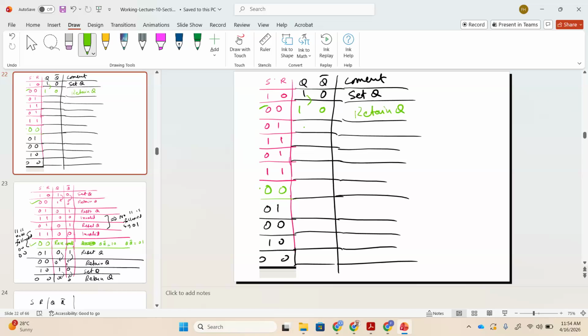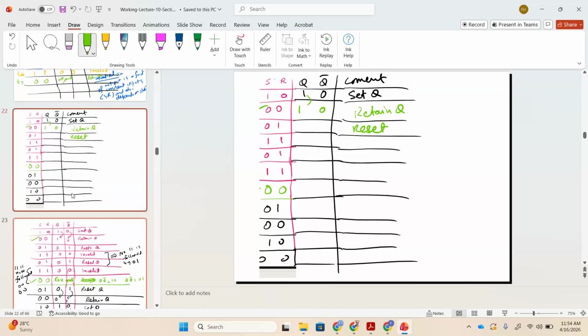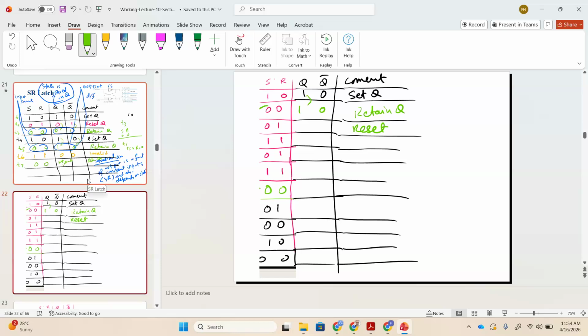And if it's 0, 1, we are resetting. Since we are resetting, what will be the value of Q and Q bar? Anyone may help? 0 and 1.